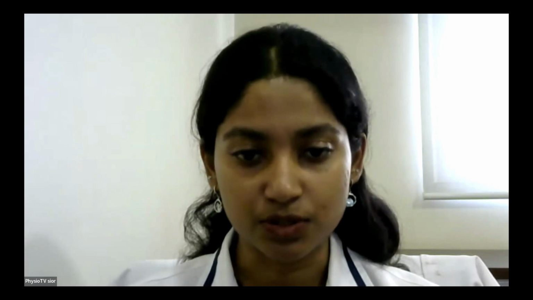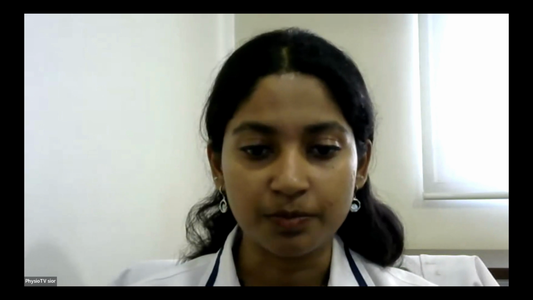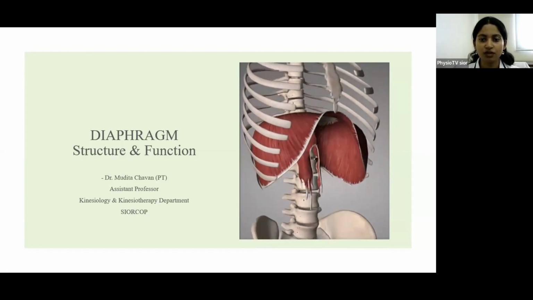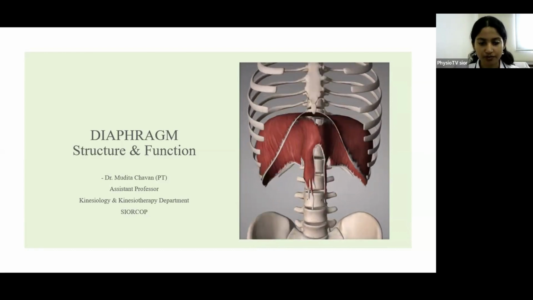So in today's PhysioTV Classroom, we are going to look at the structure and function of diaphragm. This topic would be really helpful for the undergraduate students to understand what exactly are the parts of diaphragm and how are they involved in the process of breathing. So let's start with the topic. So diaphragm, structure and function.